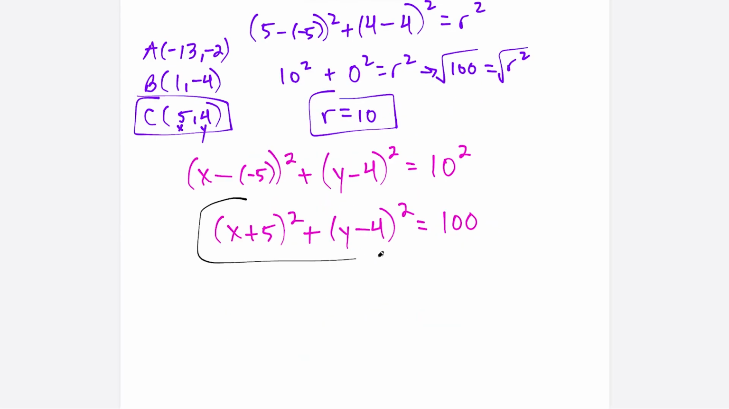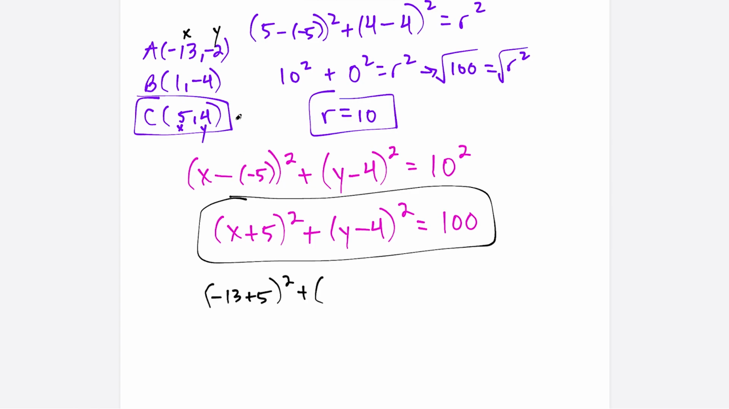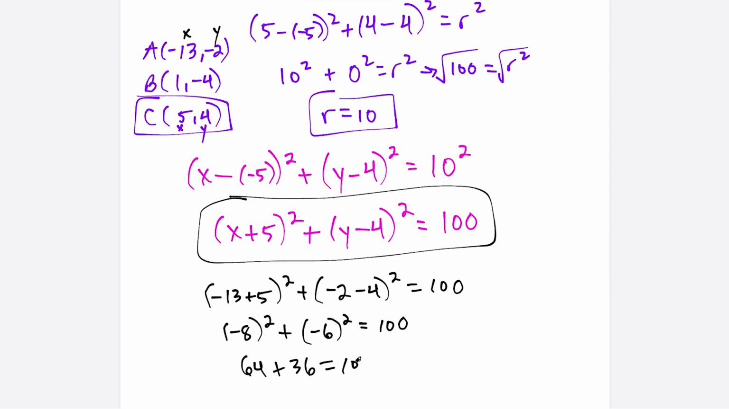Now, one thing we could do to be 100% safe here is we could plug in one of the remaining points into the equation to make sure that it checks out. So let's say we plug in point A. If we plugged in point A, we're going to call this now x, y. We would have x plus 5 squared. So we would have negative 13 plus 5 squared like this, plus the y value here is negative 2. So we have negative 2 minus 4 squared equals 100. And let's see if this checks out. So negative 13 plus 5 is negative 8. So we have negative 8 squared plus negative 2 minus 4 is negative 6, and it's being squared, equals 100. And now here we're going to have 64 plus 36 is equal to 100. And this equation here is definitely true. So our equation does check out.